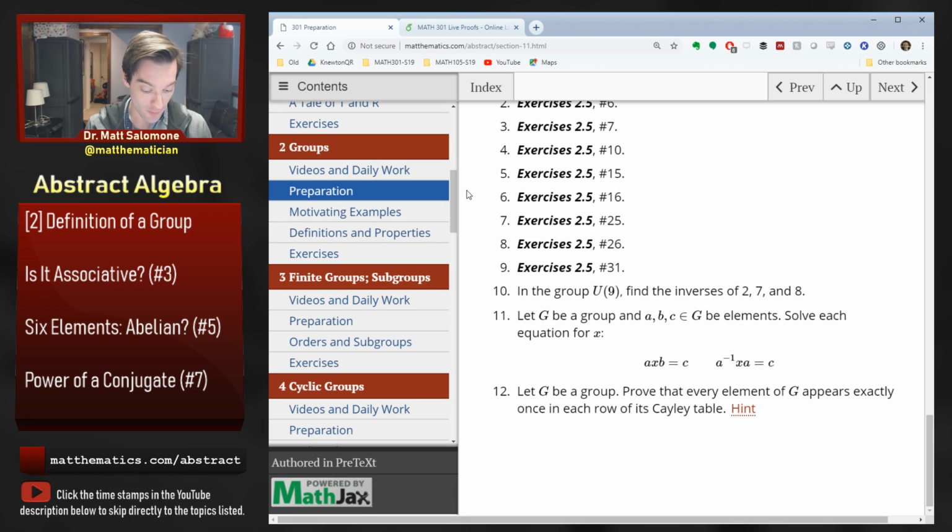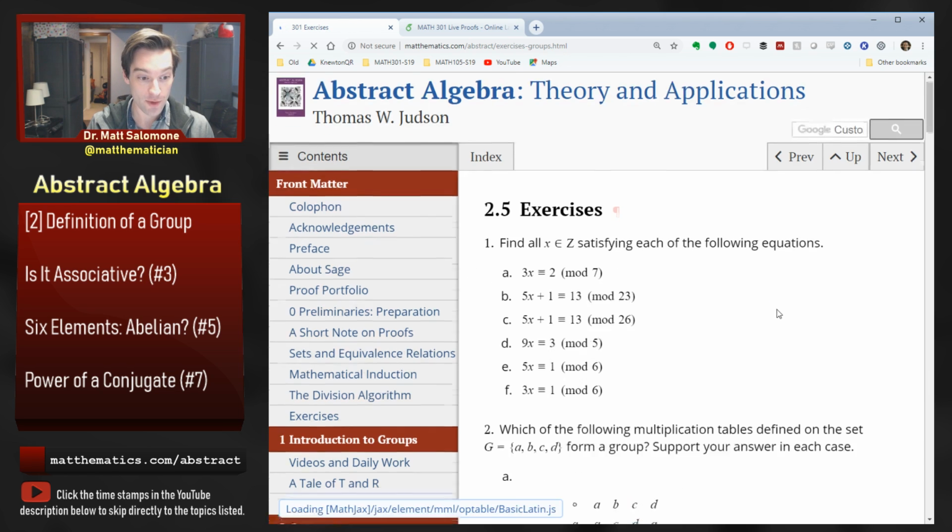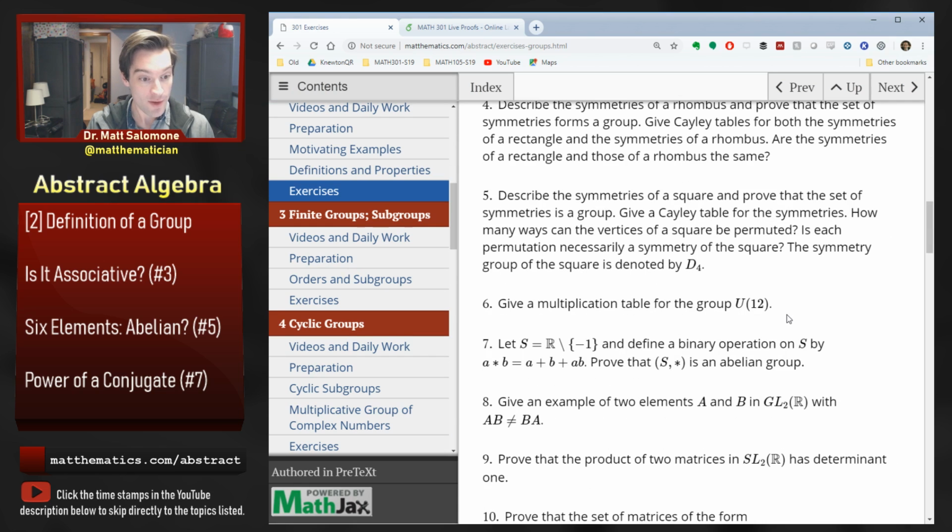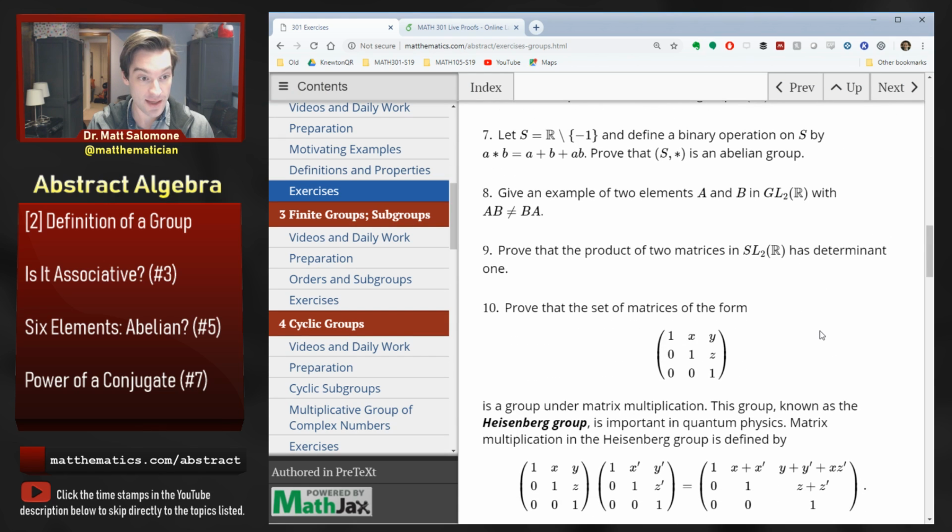But what I wanted to do is provide a chance for us to look together at an operation that may or may not be associative, and look at what a proof of whether or not that operation is associative might look like. So this comes from Judson's exercise set number 7. And so the question reads, here's a set. It's the set of all real numbers except for -1.